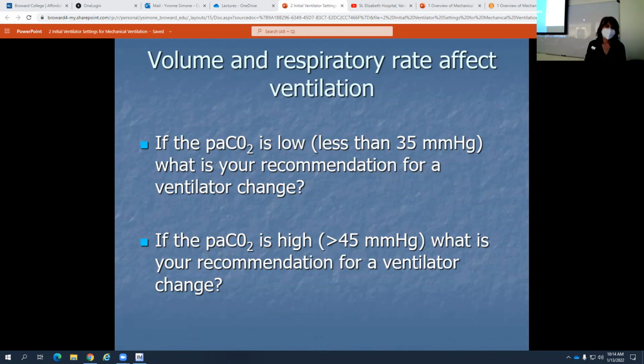All right, now the CO2 is high. Let's say it's greater than 45 millimeters mercury. What is your recommendation for a ventilator change? Do we want to decrease the rate? Very good. So we want to blow off more CO2, and the only way to blow off more CO2 is to have a faster respiratory rate or a bigger tidal volume.